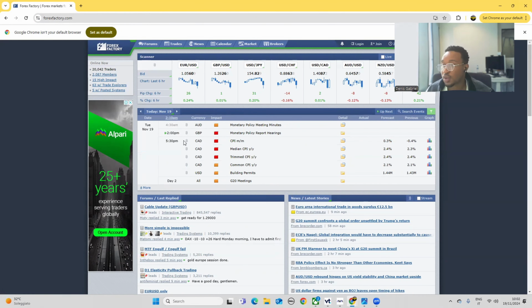So, let us begin with USD CHF. Let's see, make this a bit smaller. So what's going on with USD CHF? That's what we're about to break down right now.